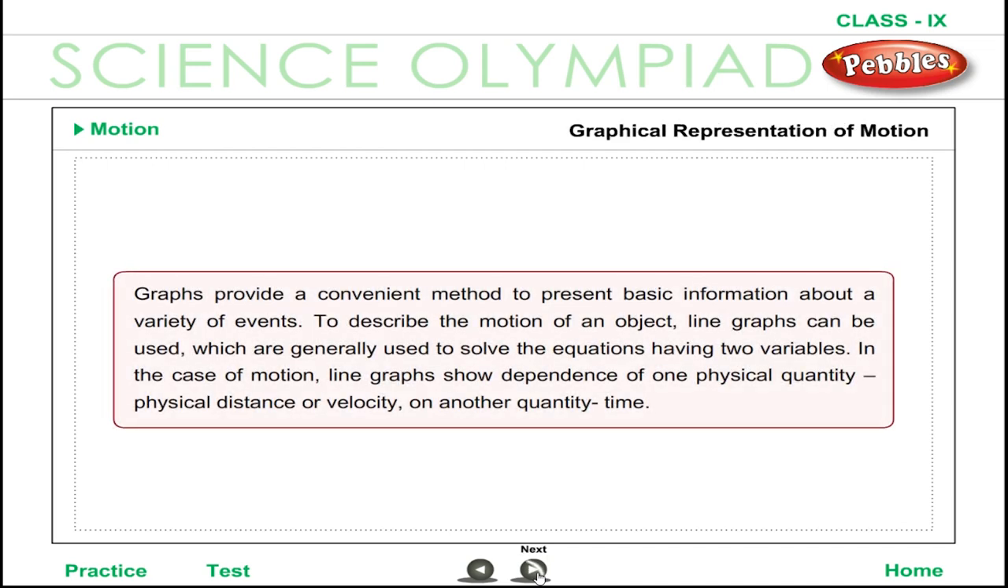Graphical representation of motion. Graphs provide a convenient method to present basic information about a variety of events. To describe the motion of an object, line graphs can be used, which are generally used to solve the equations having two variables. In the case of motion, line graphs show dependence of one physical quantity, such as distance or velocity, on another quantity, time.